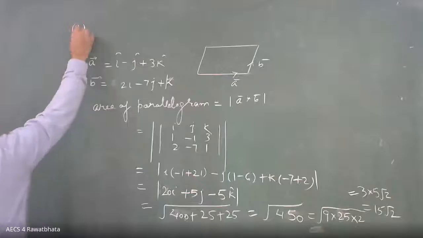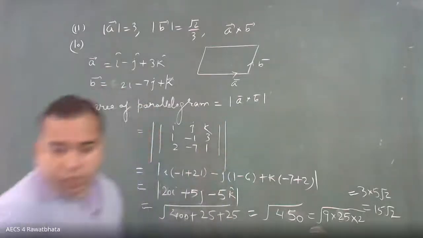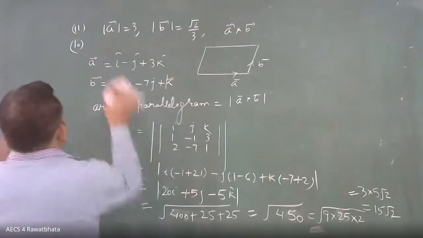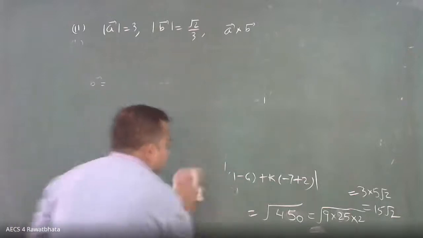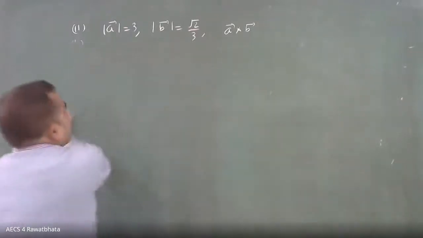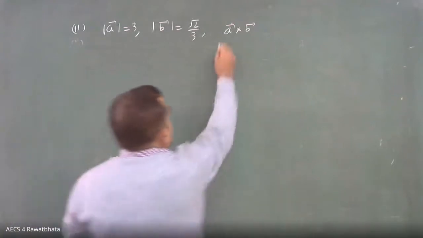Yes, sir. Let the vectors A and B be such that modulus of A equals 3 and modulus of B is root 2 upon 3. Then A cross B is a unit vector if the angle between A and B is pi by 6. Okay. So A cross B is a unit vector if theta is how much? Let us find out. Let's put the values in A cross B.